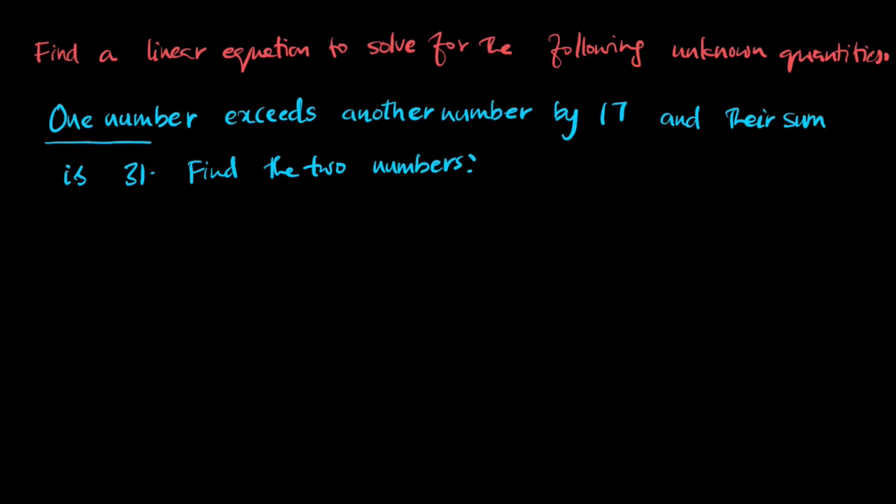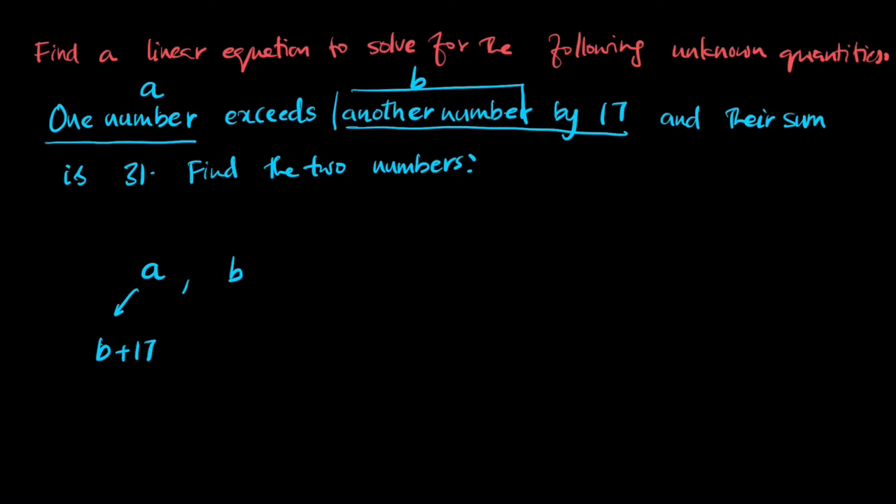Notice the focus on the topic, one number exceeds another number by 17. Let's consider the other number first. The other number is x, and the one number that we are considering exceeds the other number by 17. For example, if you consider this to be a and the other number to be b, then you want to find a comma b. One number exceeds another number by 17, so a exceeds b by 17. So a becomes b plus 17. In place of b we can consider this as x or b itself, so leave it that way.